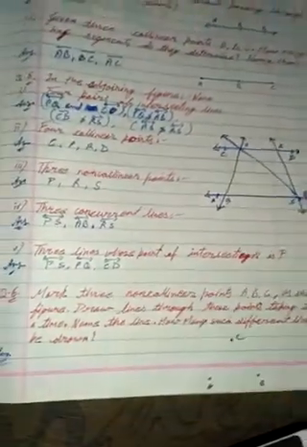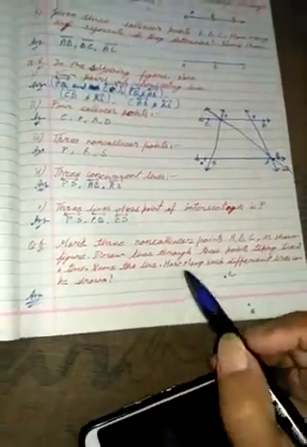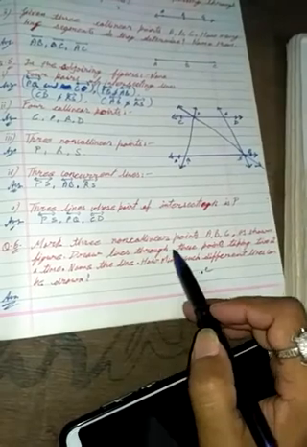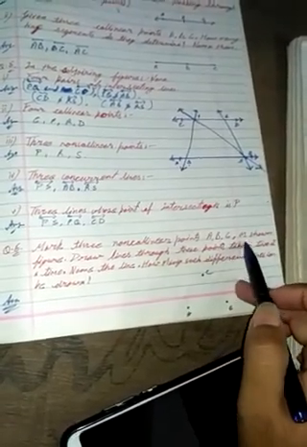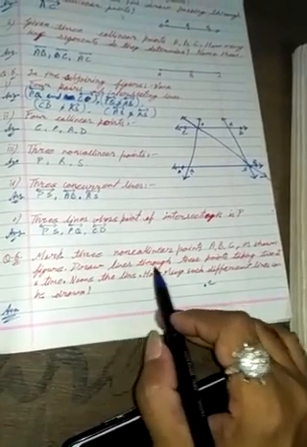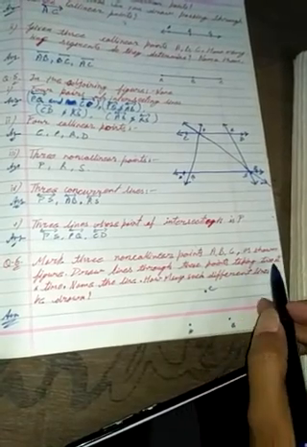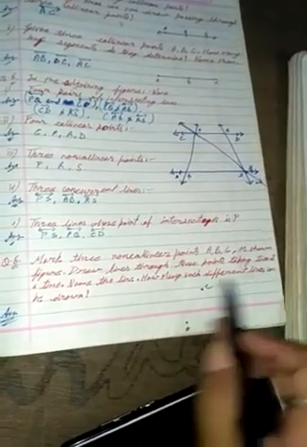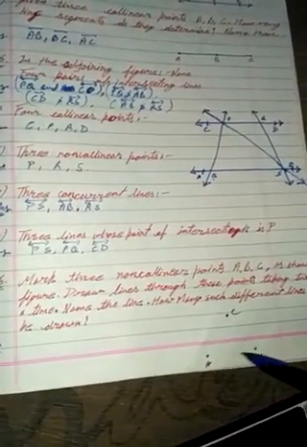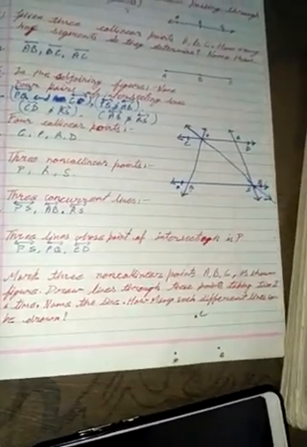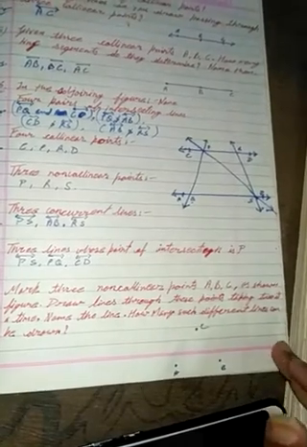Now next, question number 6. Mark three non-collinear points A, B, C as shown in the figure. Draw lines through these points taking two at a time. Name the lines. How many such different lines can be drawn? Now there are 3 points A, B and C. Non-collinear points are points which are not on a line.